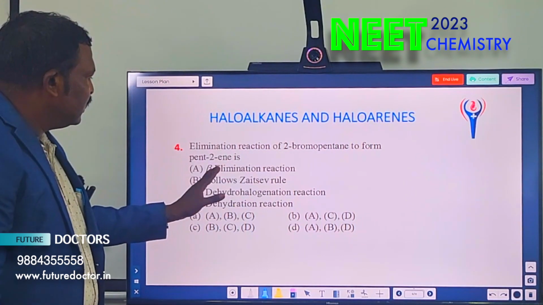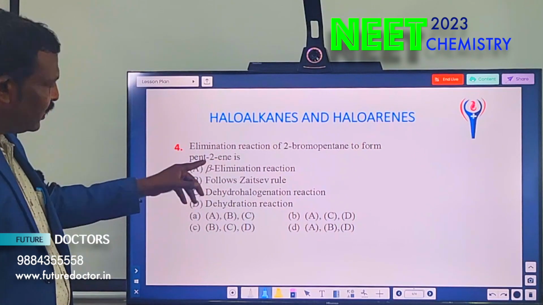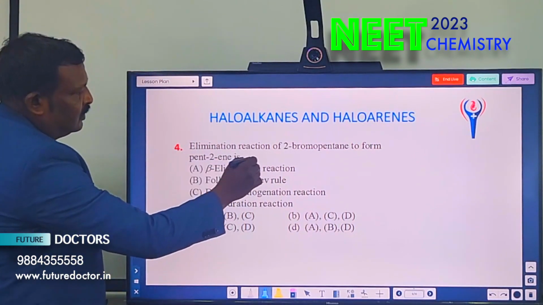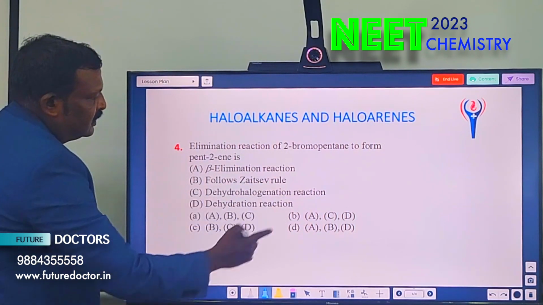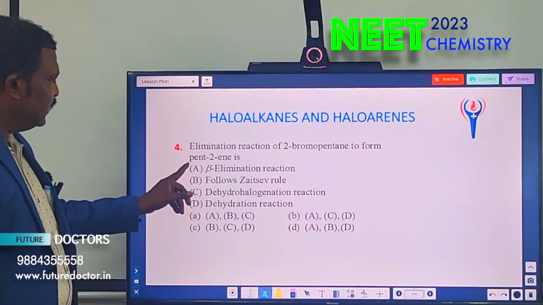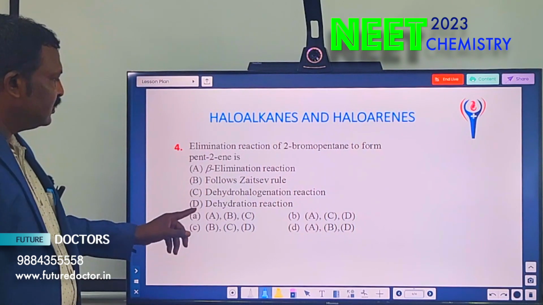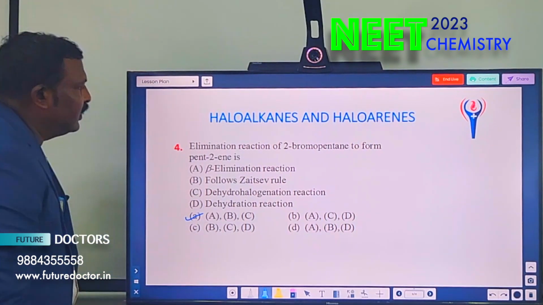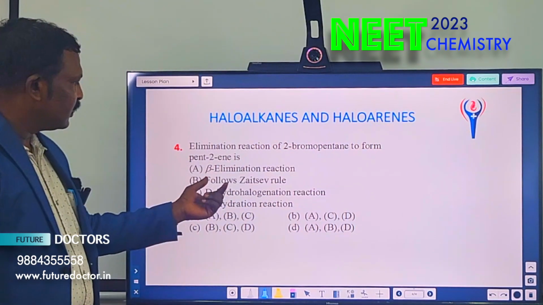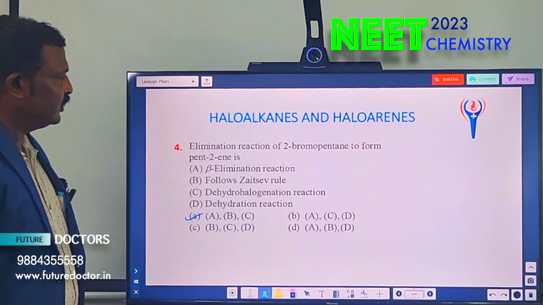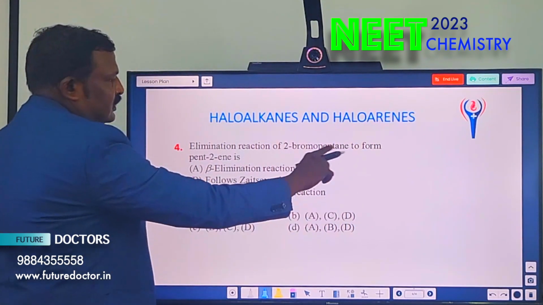Under this, what kind of reaction are they asking about? It is called a beta elimination reaction. It follows Saytzeff's rule. It's a dehydrohalogenation. So among these, A, B, C are correct. Understood? Option A: convert 2-bromopentane to pent-2-ene. What kind of reaction are they asking? Understood? If you want, I'll write the equation once again.